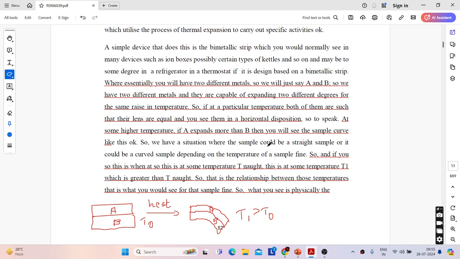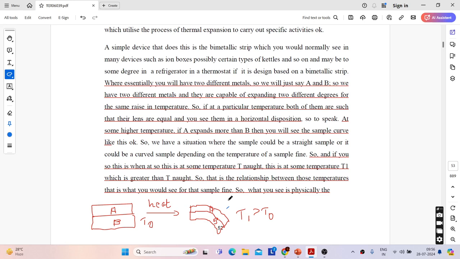So in thermal expansion, we are taking two different metals that we are calling A and B. They are capable of expanding to different degrees for the same rise in temperature. At a particular temperature, for example T0, this is the size of materials A and B. When we are heating, what will happen? Just imagine that A expands more than B, then there will be bending, and accordingly B also will bend. So at temperature T1, which is greater than T0, the bending happens.